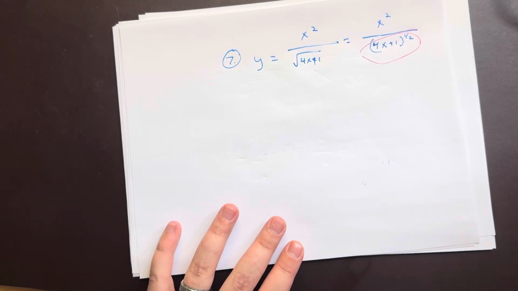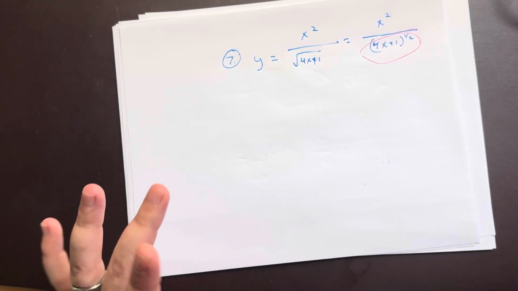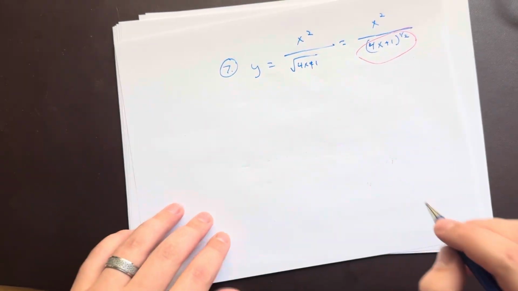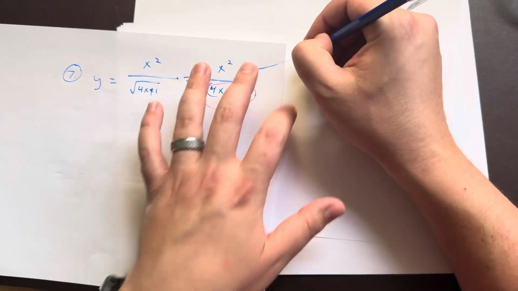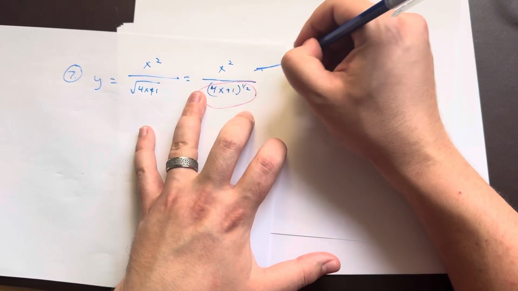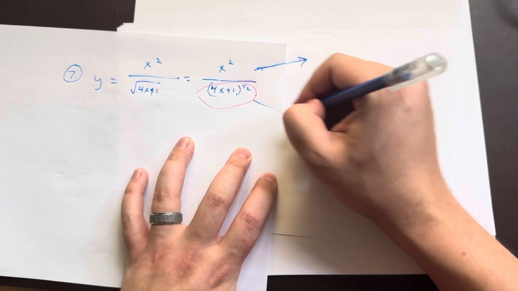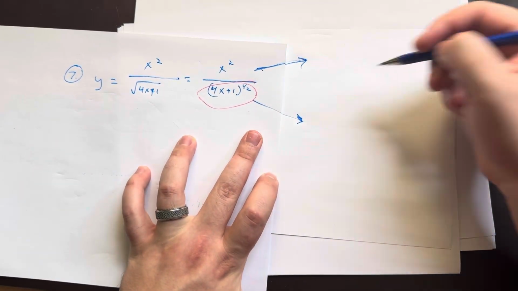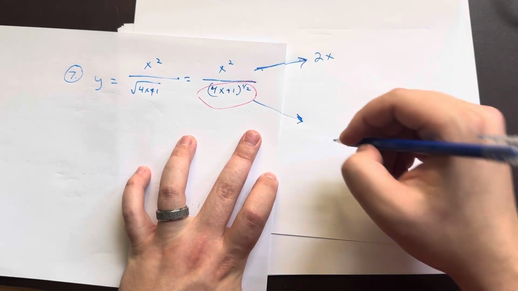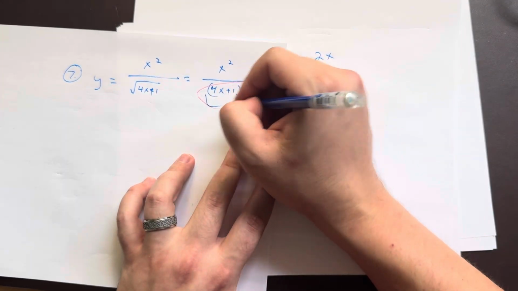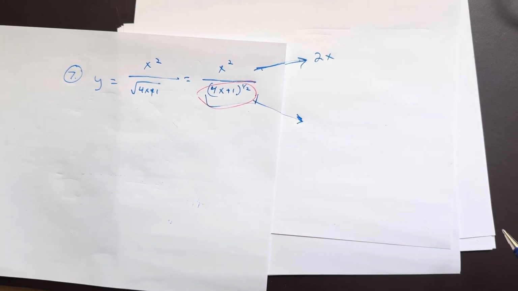I'm always running out of room. Golly. Let me do this. I love technology. And now again, I'm just going to impose my rules. I'm going to derive these separately, and then I'm going to put all the chunks together. x squared just becomes 2x. But the derivative of 4x plus 1 all to the 1/2 power, that's a chain rule.